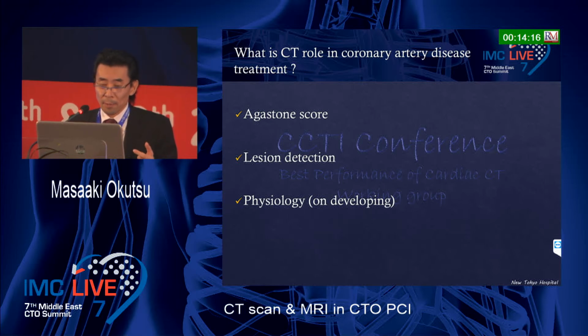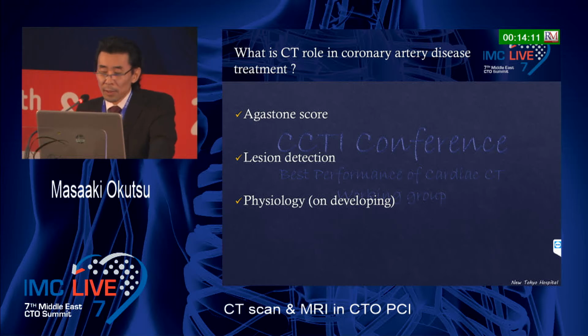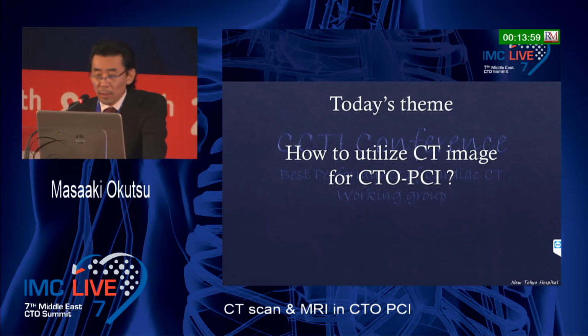As in the earlier talk, this is a screening of coronary artery disease, and after that we can find out where the lesion is and how many lesions. And sometimes the physiology, but this is still developing. This information is very useful for the treatment of the CTO lesion in the PCI procedure. This means not only checking the lesion; this image is very useful for the guidance of CTO PCI.